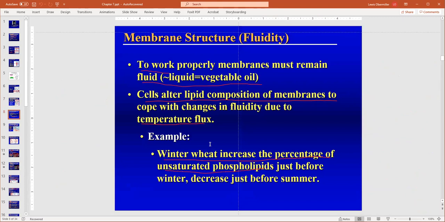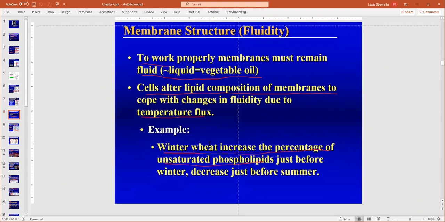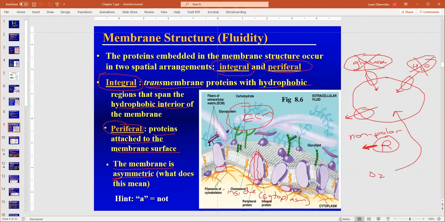All right, so remember that the consistency of the cell membrane has to be about the same consistency as vegetable oil. And if that changes, then the cell is in trouble, because it can't bring things in. It can't maintain its relatively constant internal environment.